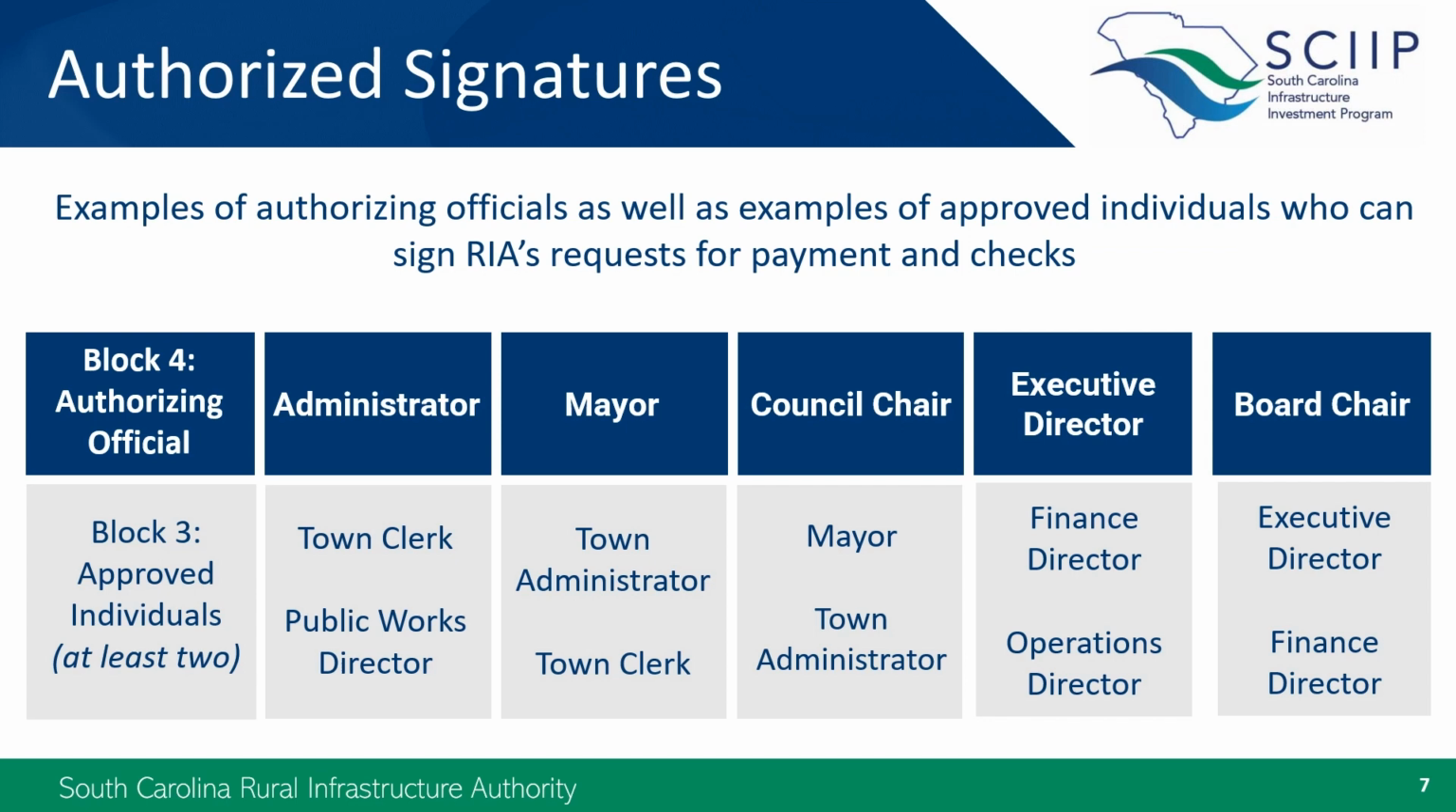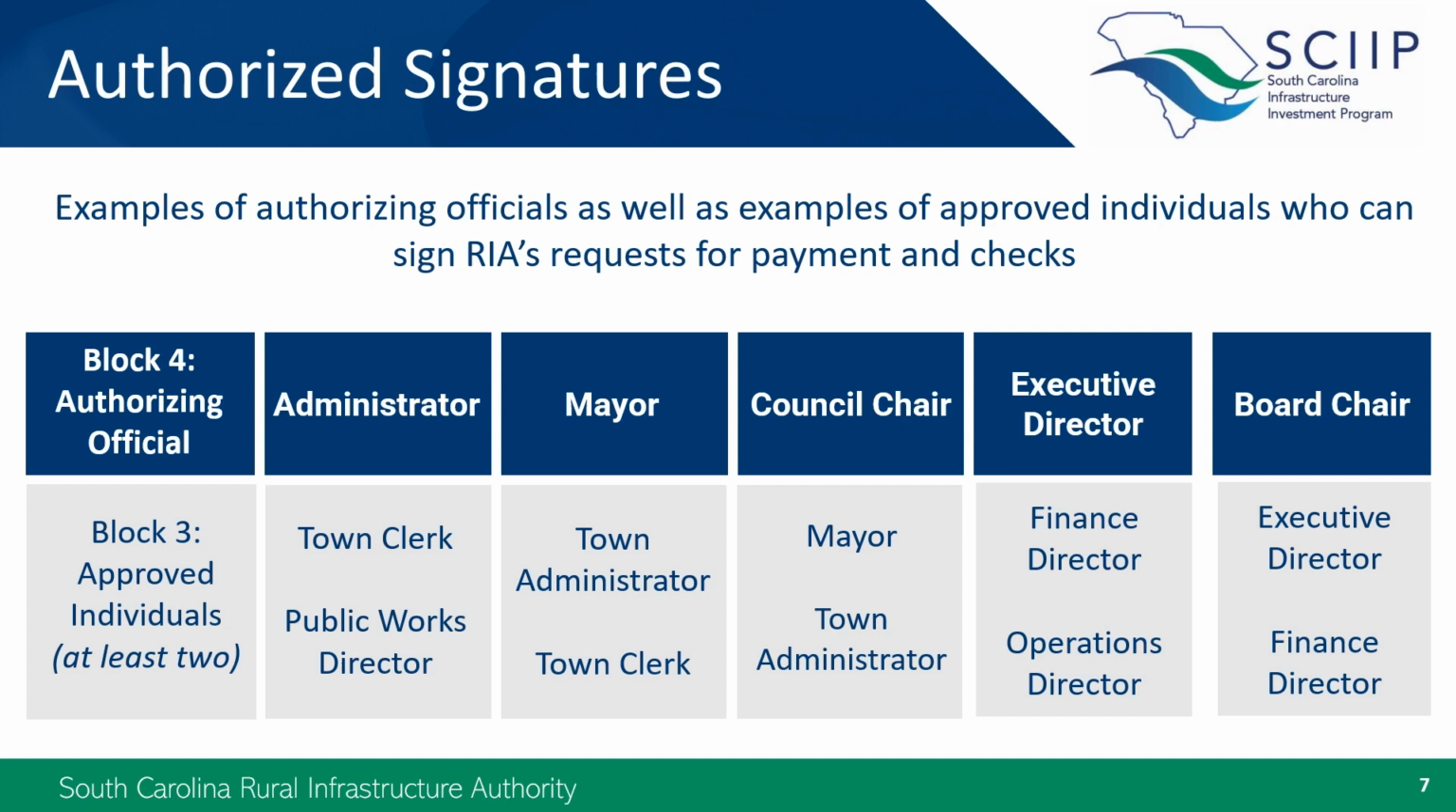The town administrator may authorize the town clerk and public works director. The mayor may authorize the town administrator and town clerk. A council chair may authorize the mayor and town administrator. The executive director of a water or sewer authority may authorize the finance director and operations director. The board chairperson of a water or sewer authority may authorize the executive director and finance director.